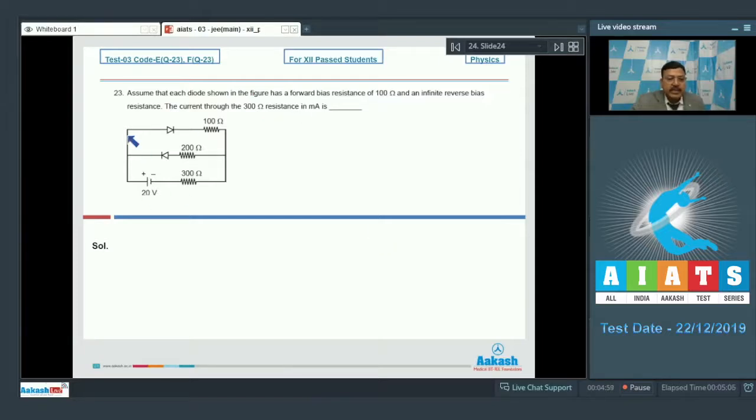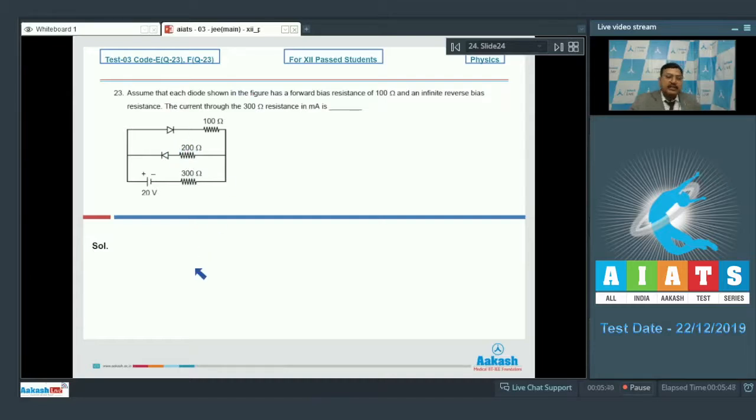Well, this is a simple circuit involving diodes. There are two diodes, and if we look at the circuit carefully, we can easily say that this diode is in reverse bias, which means there will be no current in this branch, the branch having a resistor of resistance 200 ohm, and this diode, of course, is in forward bias. So there is forward bias resistance of 100 ohm here and 100 ohm here, so there is 200 ohm, and that will effectively be in series with this 300 ohm because this is infinite resistance. This will act like an open circuit.